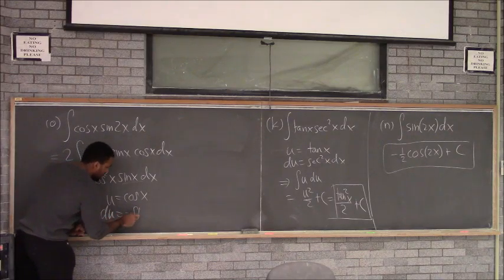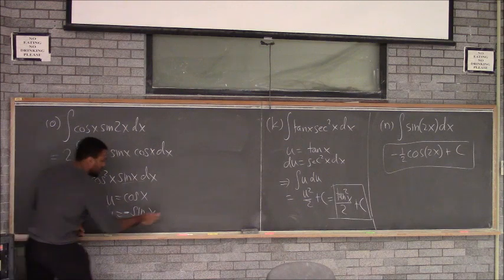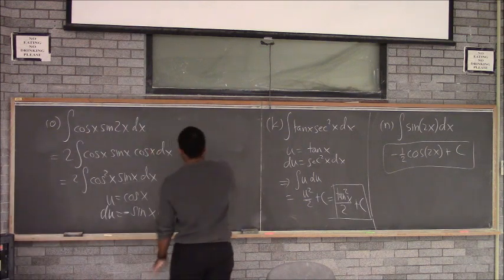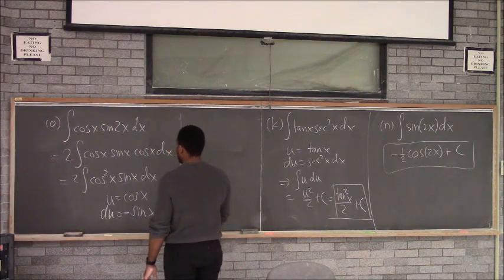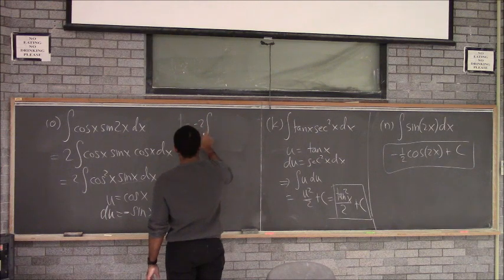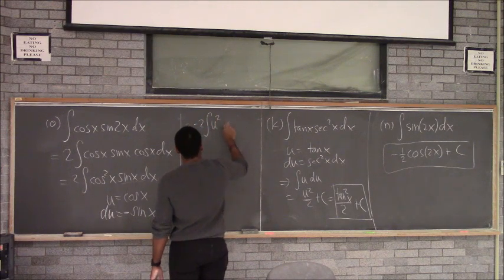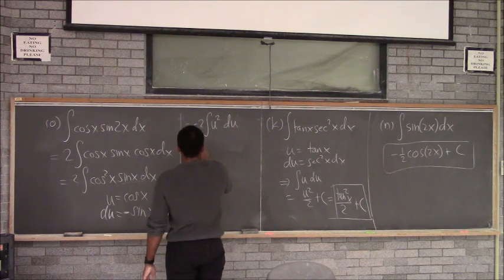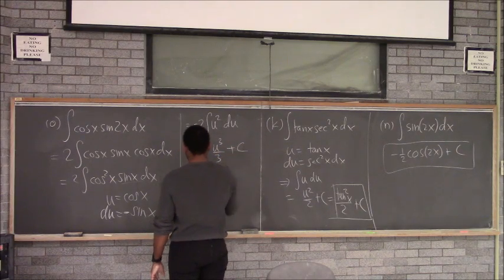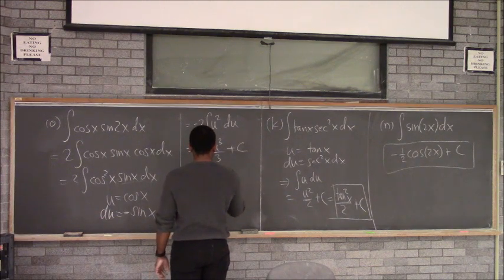Du is minus sine of x dx. So this would just become minus 2 times integral of u squared. U cubed over 3, minus 2 cosine cubed x over 3.